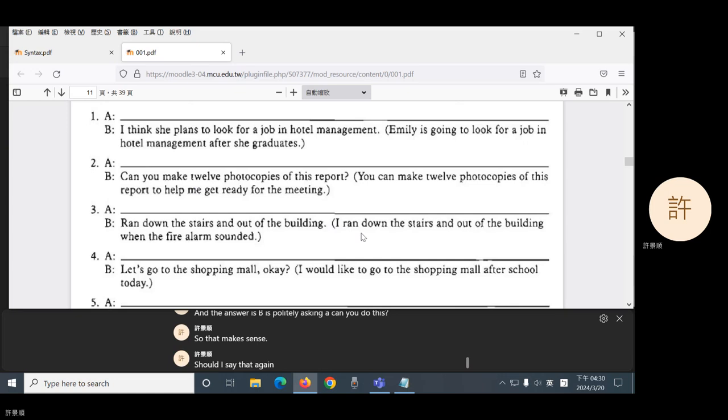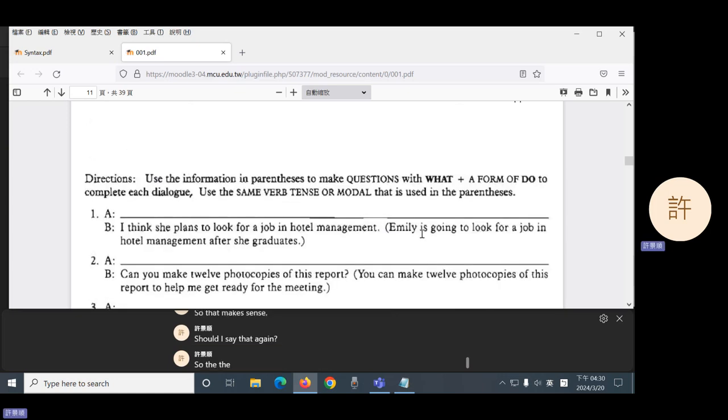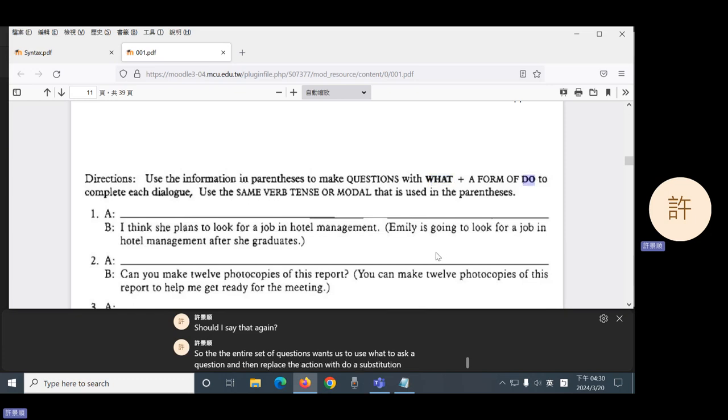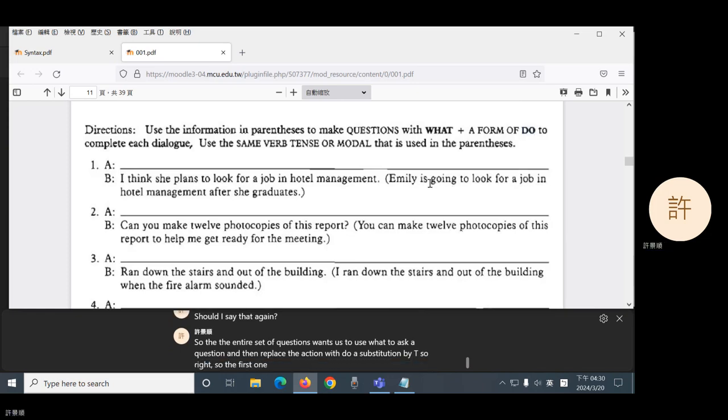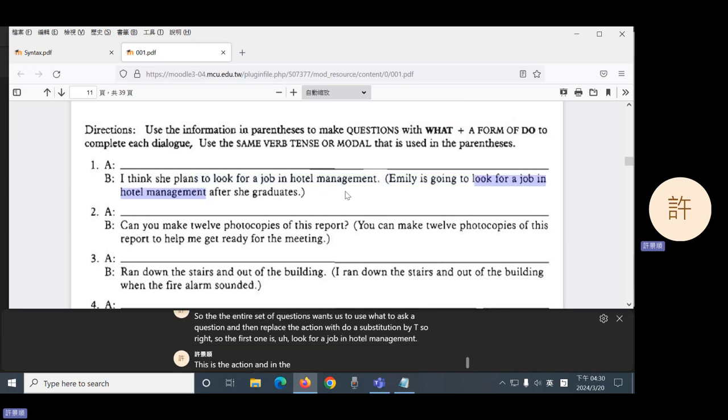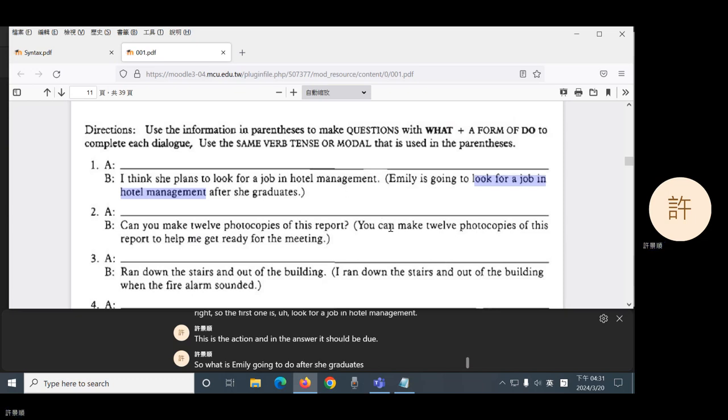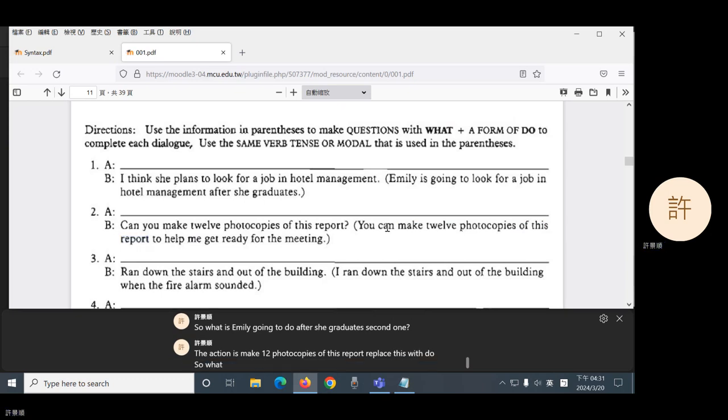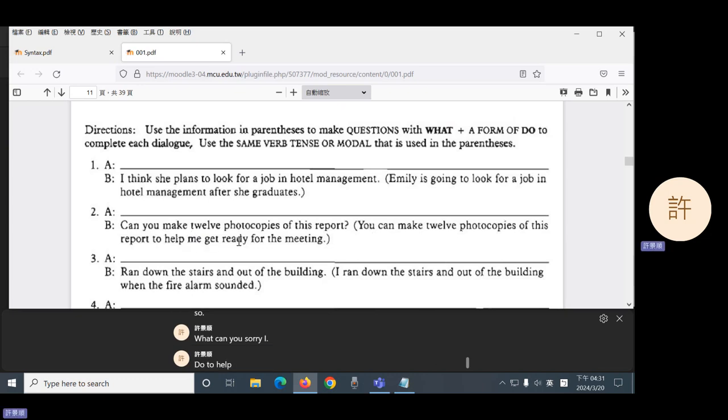Should I say that again? So the entire set of questions wants us to use what to ask a question and then replace the action with do, a substitution, 代替. So, right, the first one is look for a job in hotel management. This is the action. And in the answer, it should be do. So what is Emily going to do after she graduates? Second one, the action is make 12 photocopies of this report. You replace this with do. So what can you, sorry, I, do to help you get ready for the meeting?